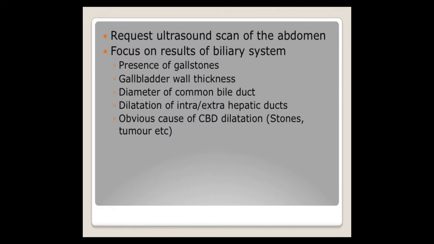Any ultrasound scan of the abdomen that is looking at the biliary system should include whether or not gallstones are present. It should also include a measurement of the gallbladder wall thickness, a measurement of the diameter of the common bile duct, and assess whether or not there's any dilatation of the intra or extrahepatic ducts, and if so, if there's any obvious cause for this dilatation. In our case, the first question to ask would be whether or not there's any gallstones, either within the gallbladder or within the CBD, whether or not the diameter of the common bile duct is increased above 8 millimeters, and whether or not there's an obvious stone sitting at the distal CBD.